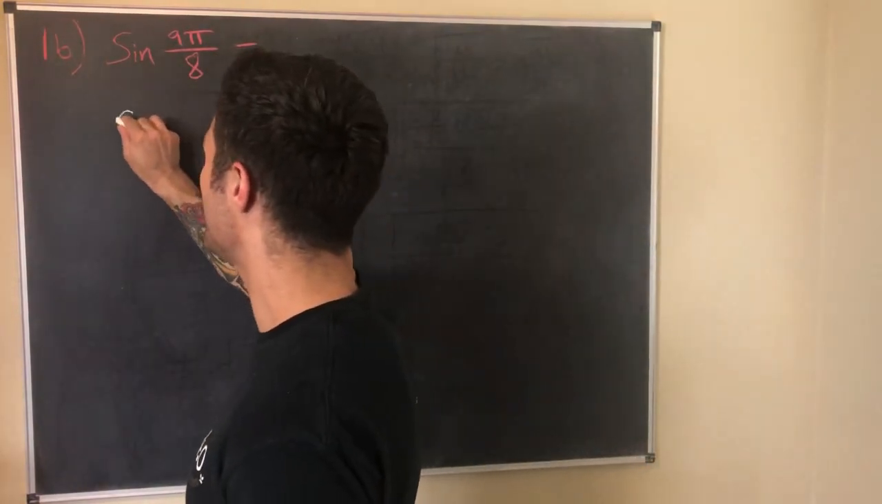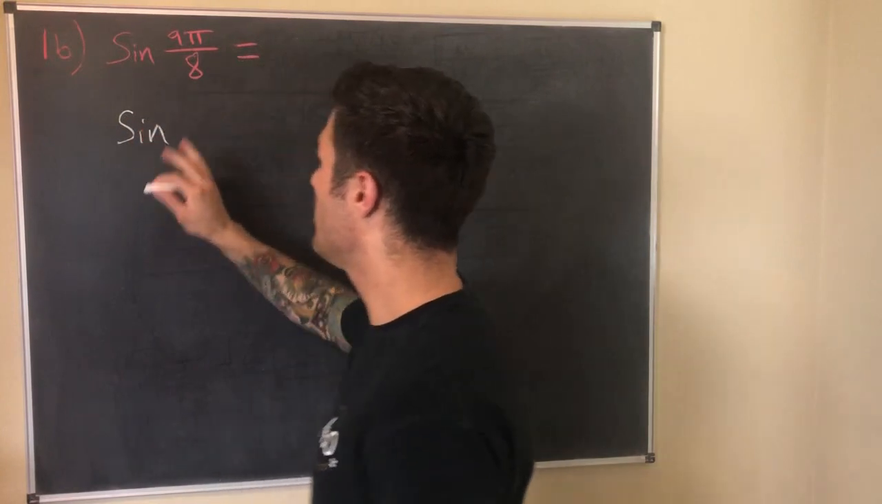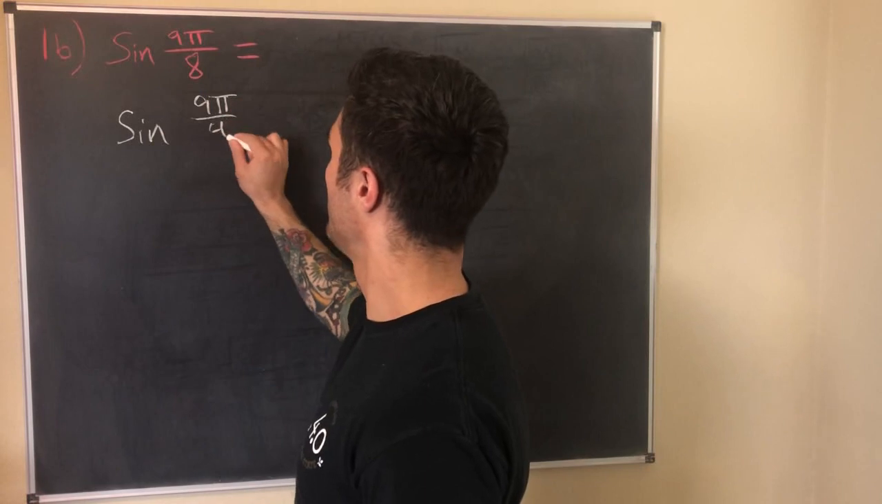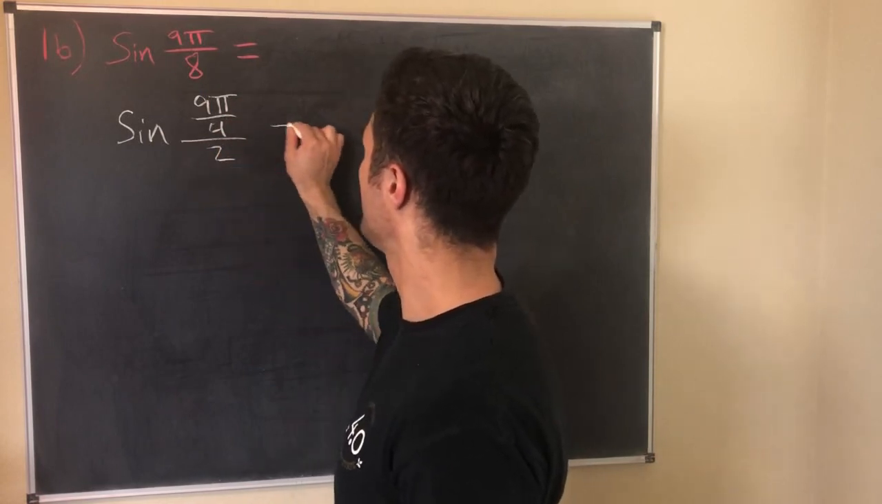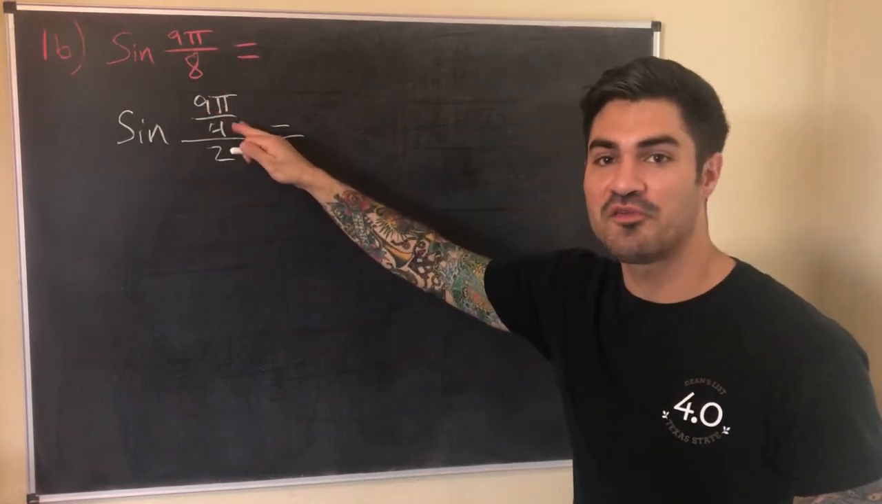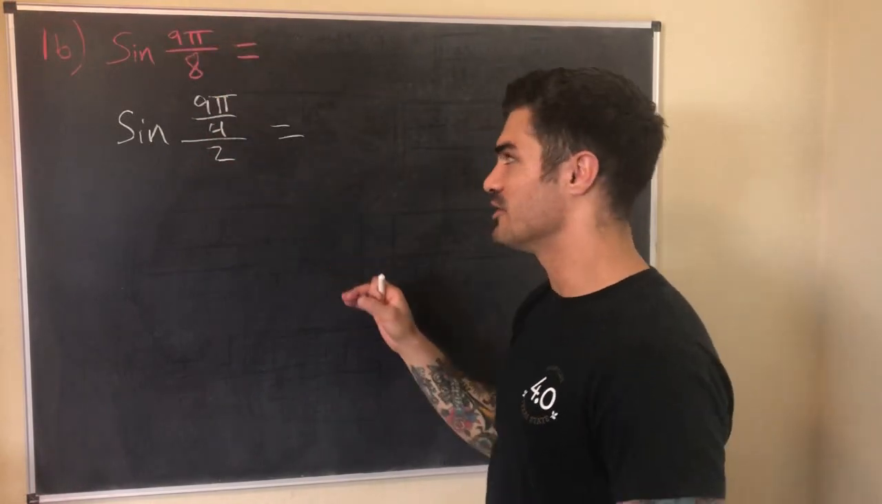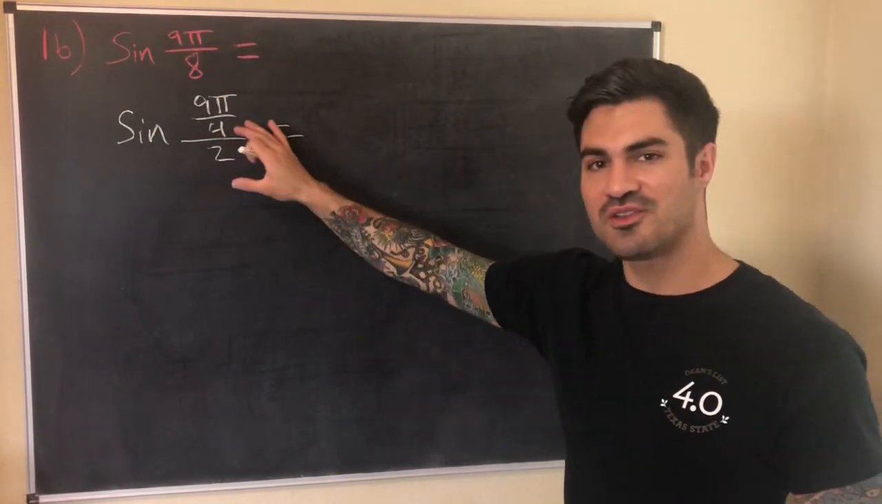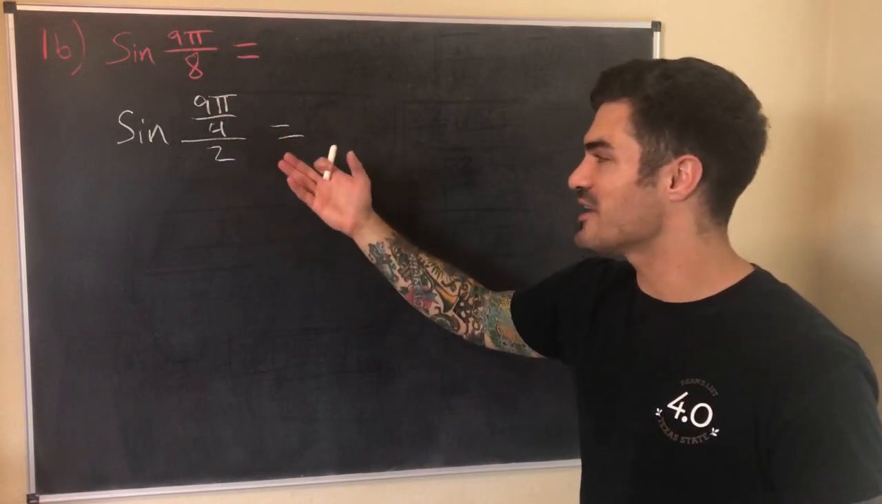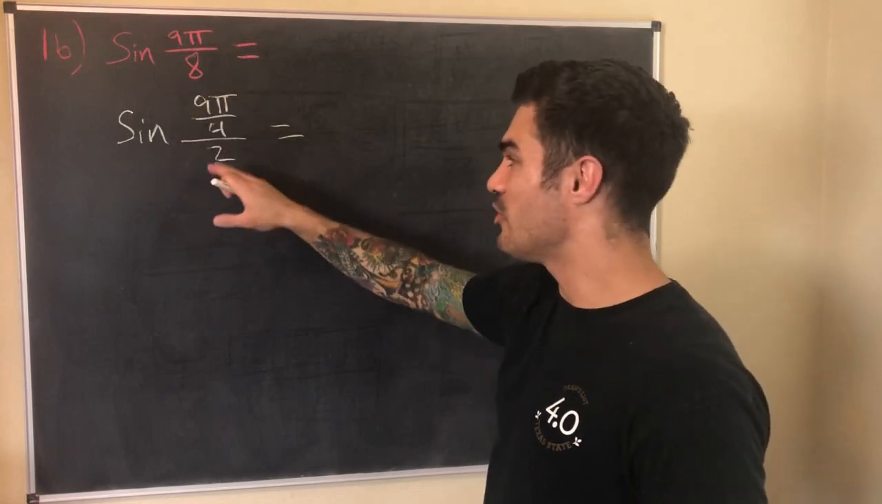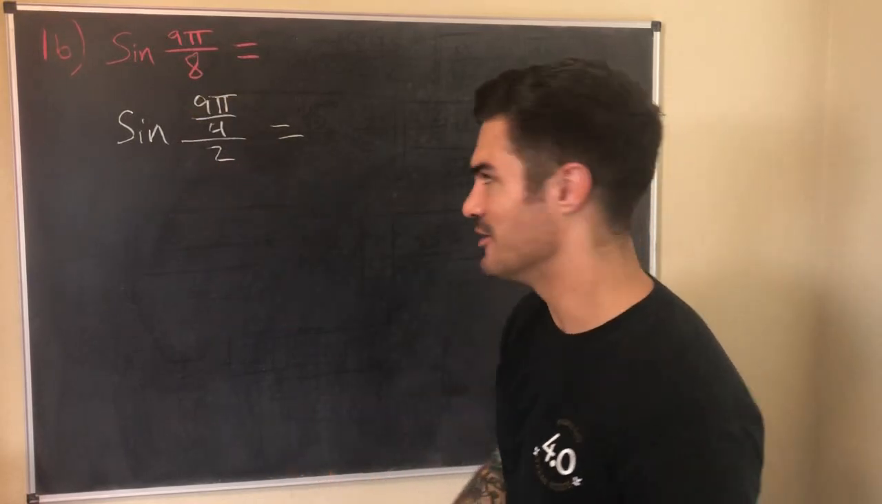We need to write this as the sine of that angle, 9 pi over 4, over 2, right? So our theta is 9 pi over 4, and our theta over 2 is always this original angle that we're dealing with. If it takes you a second to figure this out, that's okay. It just takes a little bit of practice. I always think of it as my denominator gets cut in half, and I put all of that over 2. That's one way to think about it.